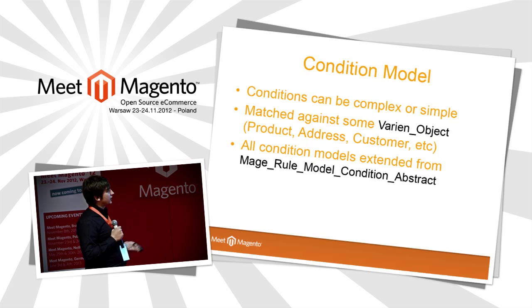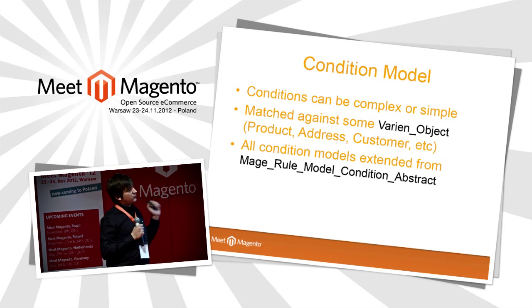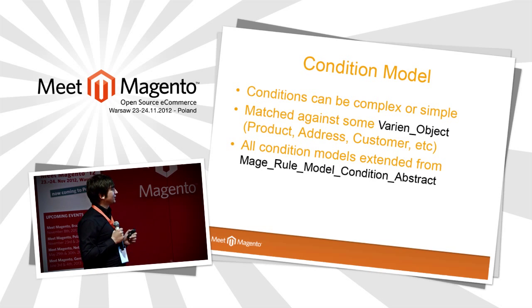Also, all conditions extend from the Magento rule model condition abstract. It has all the basic functionality. Unfortunately, in the Magento rule module there is a nice interface called Magento rule model condition interface, but actually it's just the name of an interface. It doesn't have any defined methods. It's just an empty one. I don't know why it happened, but it's history.